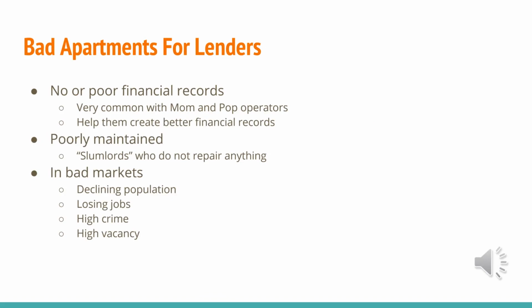So next, let's talk about what a bad apartment is for a lender. The first sign is no or poor financial records. This is very common with mom and pop operators. It doesn't mean it's a bad deal, but you just have to help them create better financial records. Hopefully they were honest on their tax returns, and sometimes they aren't.